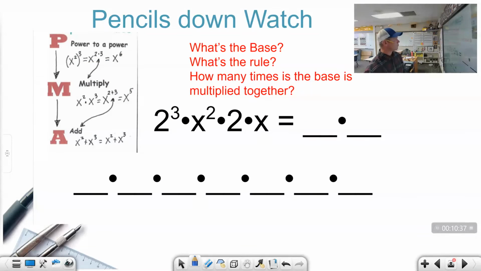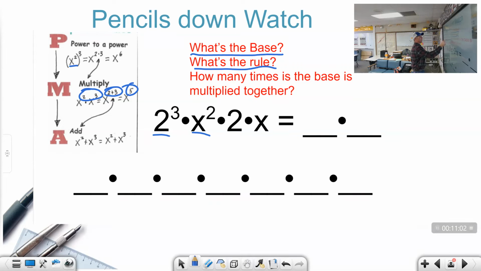Next problem. Go ahead and put your pencils down right now. What you should have learned by now is this rule, okay? We have to first of all say, what's the base? Well, if the base is x or the base is 2, that's what we need. What's the rule? Copy the base, add the exponents. That's why it looks like this. Copy the base, add the exponents.